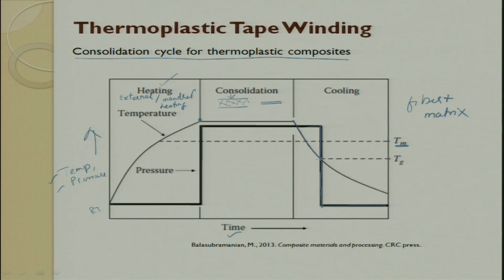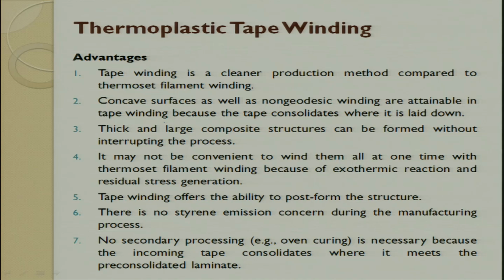So, this is a very, very important consolidation cycle chart. You should know all the 3 stages, you should know the influence of pressure and temperature. So, what are the advantages of this process? It is a clean process, there is no gas, and the second thing is whatever the input, there is nothing called waste, so you get the required output.